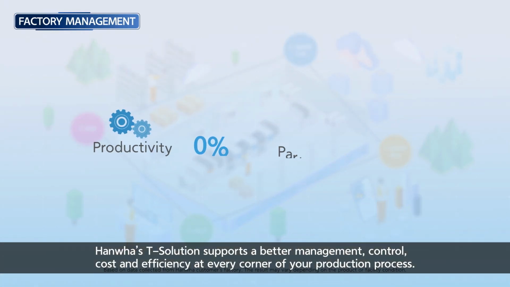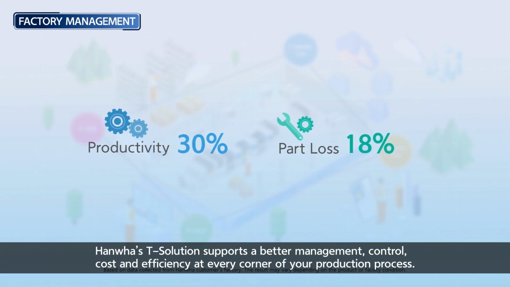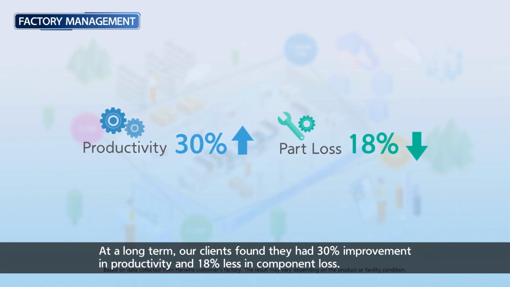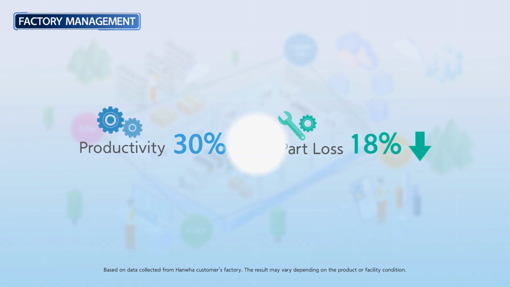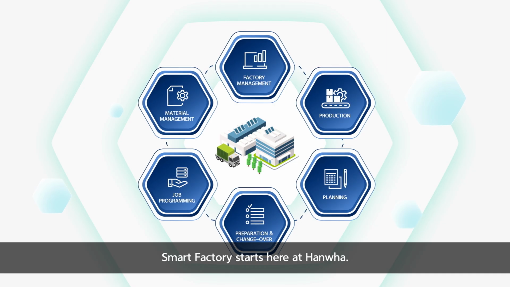Hanwha's T solution supports a better management, control, cost, and efficiency at every corner of your production process. At a long term, our clients found that they had 30% improvement in productivity and 18% less in component loss. Smart Factory starts here at Hanwha.